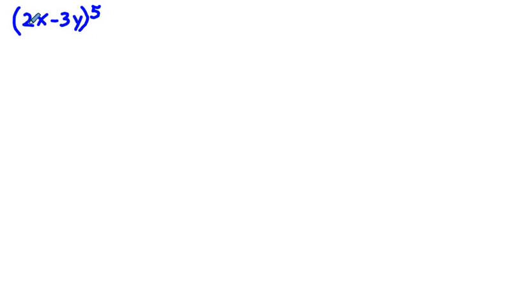Expand this binomial. Here we have this binomial quantity 2x minus 3y to the power of 5. Now let's take a look at what this expansion means.